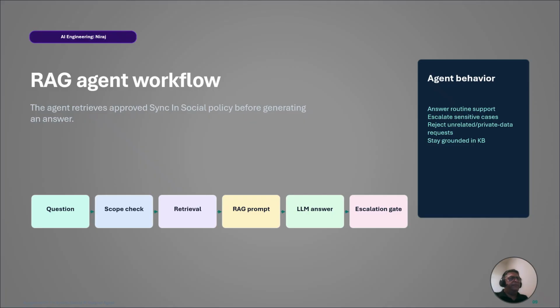Hi everyone, I'm Neeraj, and I'll be walking you through the AI engineering architecture for the SyncIn Social Support Agent. This slide 9 illustrates our core RAG agent workflow. When a user asks a question, the system first performs a scope check to ensure the request is valid. From there, we move into the retrieval phase, where the agent pulls relevant policy chunks. This context is passed into the RAG prompt before the LLM generates an answer, which finally passes through an escalation gate.